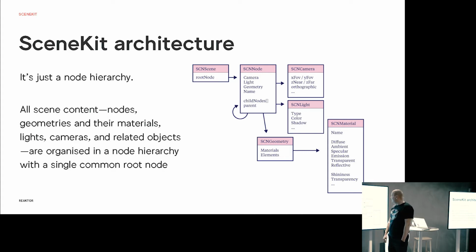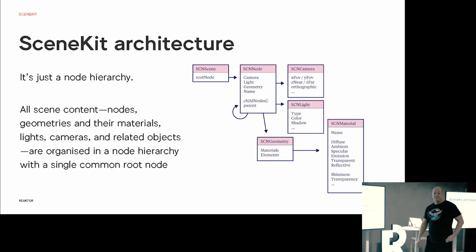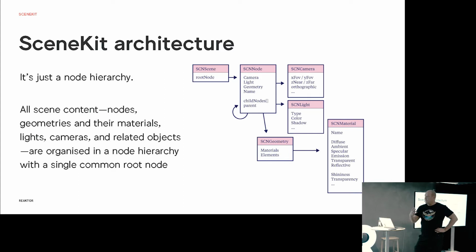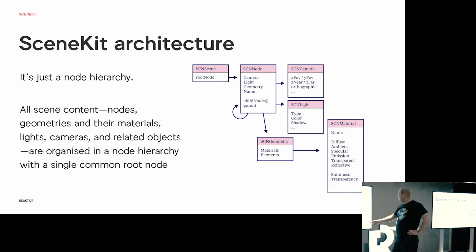And the SCN node is a sort of container, because it has child nodes, and so an SCN node can contain multiple other nodes, and the nodes become a sort of tree. And an SCN node isn't anything visible in itself. So you have to attach something to the node, like an SCN geometry.